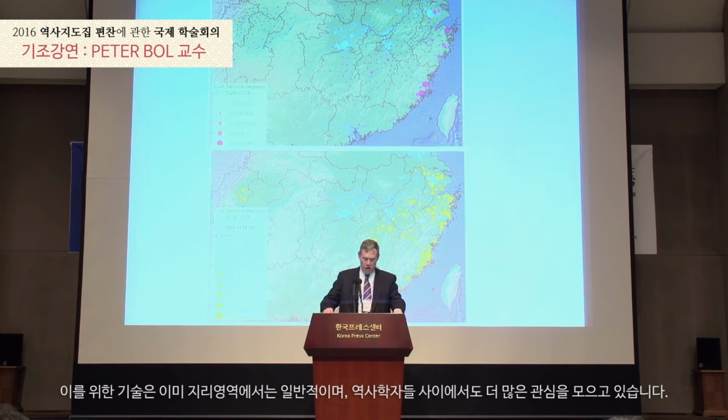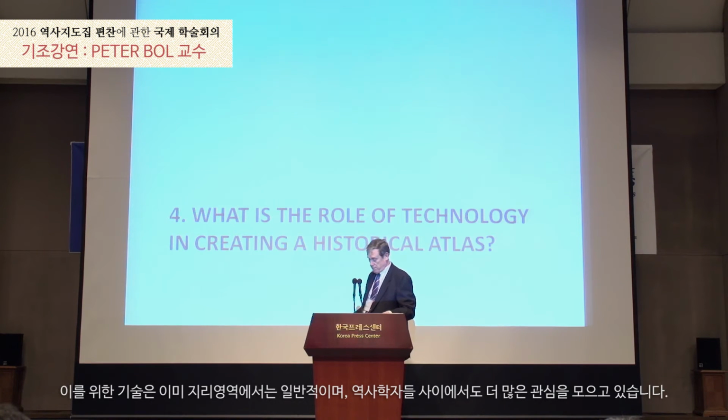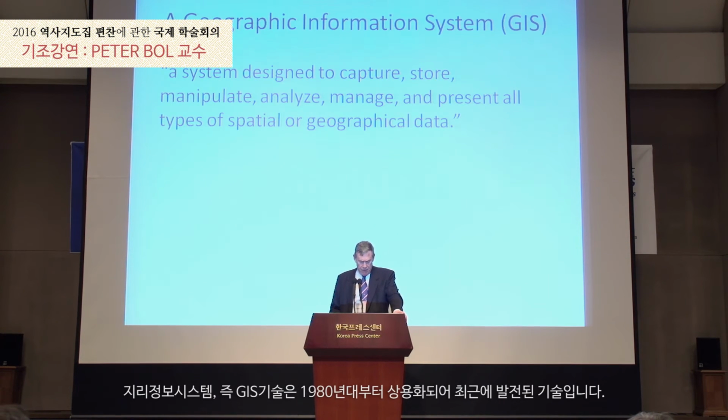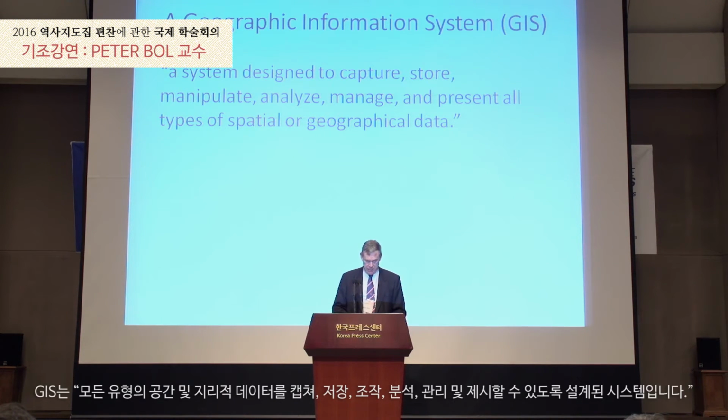The technology to accomplish this is already common in the world of geography and is gaining ever more attention from historians. So what is the role of technology in creating an historical atlas? Geographic information system technology is a recent development from an historian's point of view, with commercial availability since the 1980s. It is a system designed to capture, store, manipulate, analyze, manage, and present all types of spatial or geographic data.